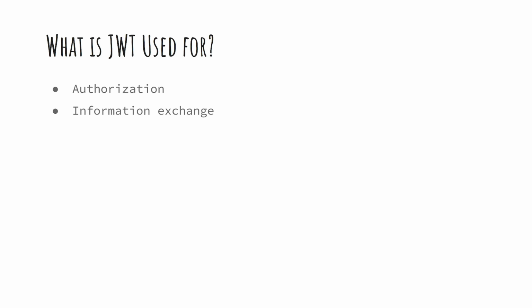Information exchange. JSON Web Tokens are a good way of securely transmitting information between parties. Because JWTs can be signed, for example using public-private key pairs, you can be sure the senders are who they say they are. Additionally, as the signature is calculated using the header and the payload, you can also verify that the content hasn't been tampered with.